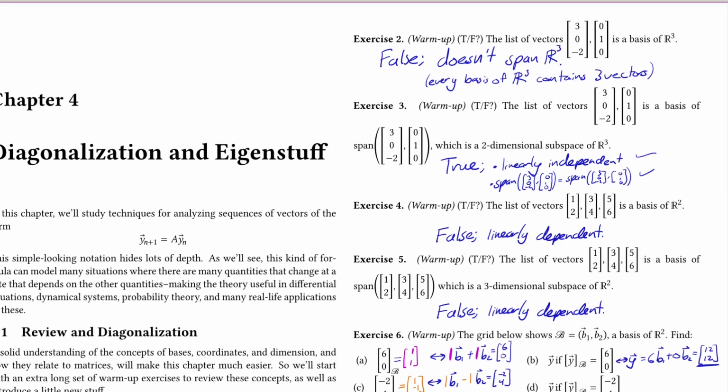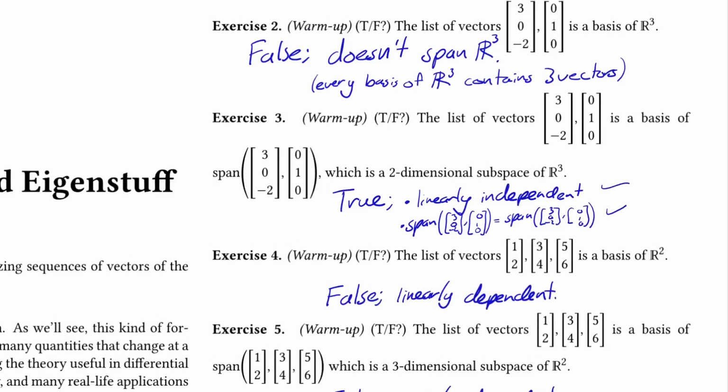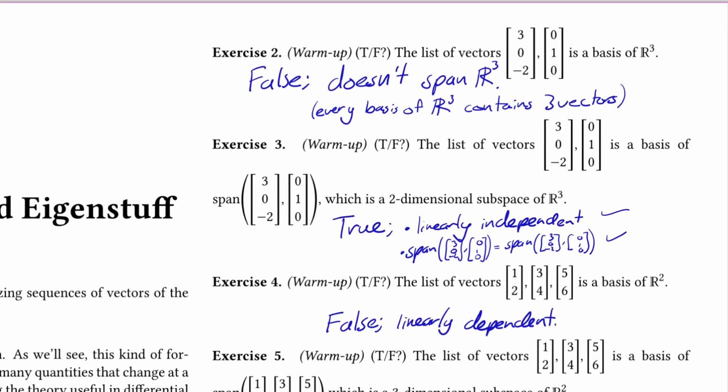And here are those solutions. Exercise 2 is false because you only have two vectors. That means the span of these two vectors is not all of R3. It requires three vectors to make a basis of R3 so that you can span R3.